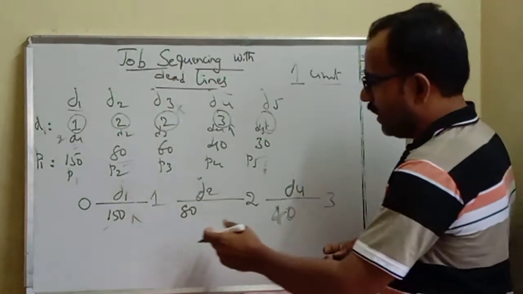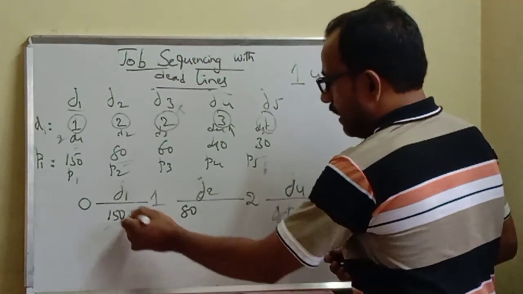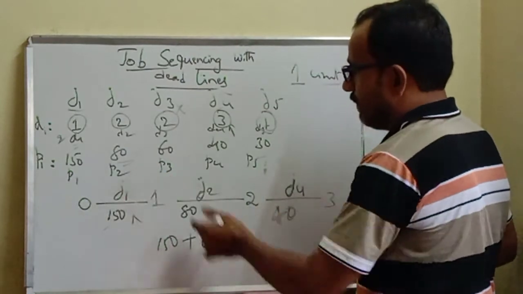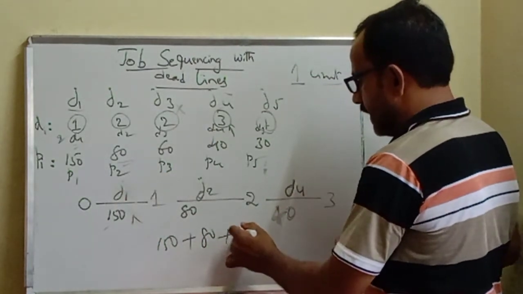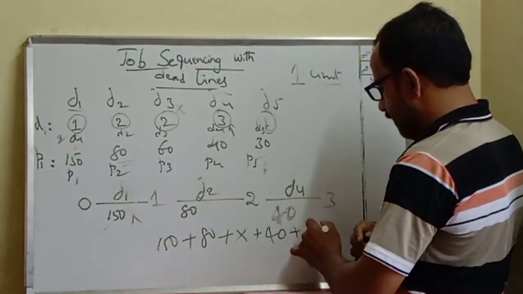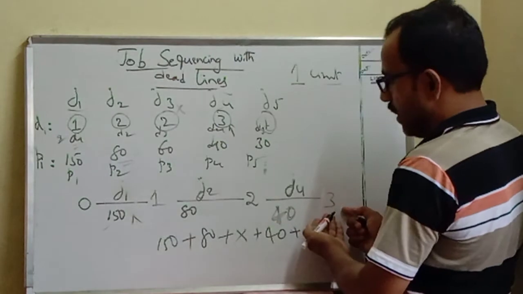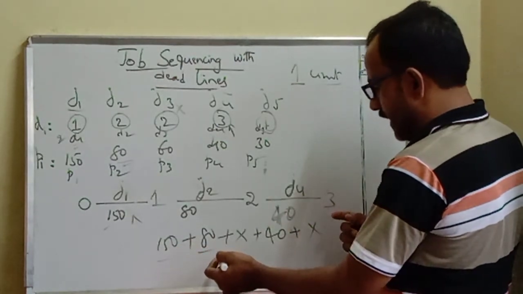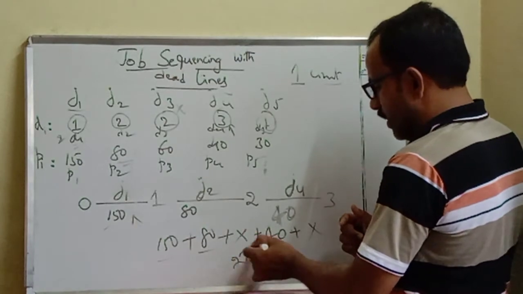Then how much profit did I get? 150 is the profit after executing J1, and 80 I get after executing J2. J3 I cannot execute, and J4 if you execute, then I get profit 40. J5 I cannot execute because the maximum time slot is 3 only. Then 150 plus 80 is 230, plus 40, 270 profit I get.